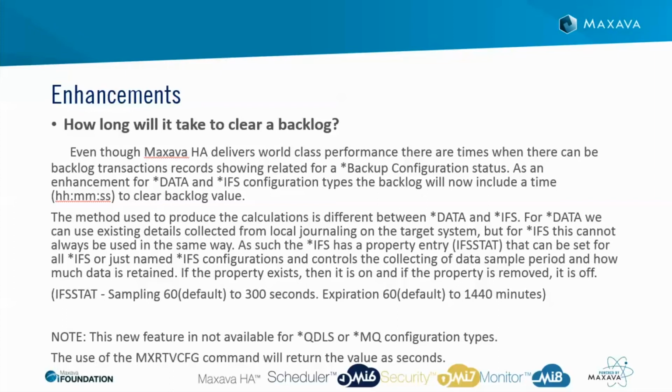If the property exists, then this collection functionality is on. If the property does not exist or is removed, then it is turned off for IFS. The IFS stats property has a default sampling value of 60 seconds and has an expiration of 60 minutes. The new feature does not include QDLS or MQ, and if you're using the MX retrieve command functionality, it is defined in seconds.